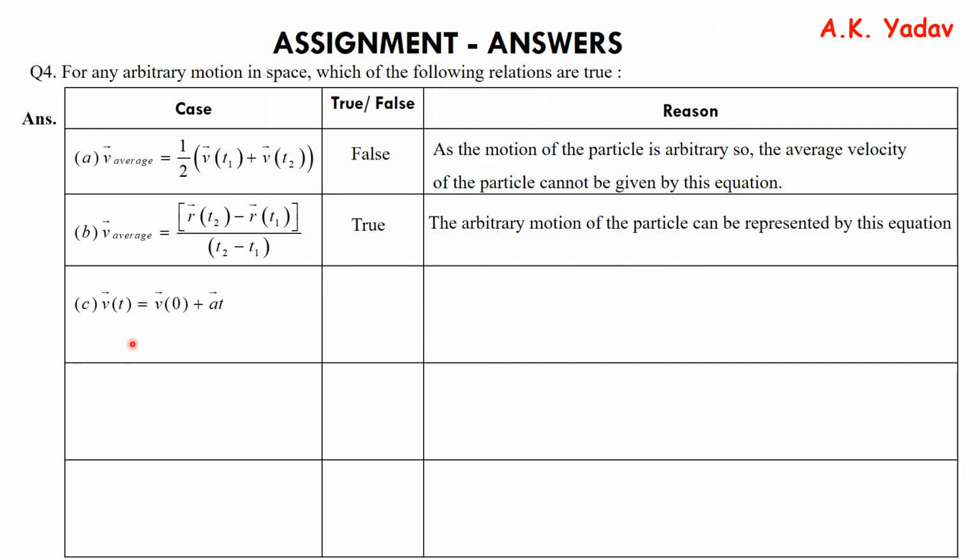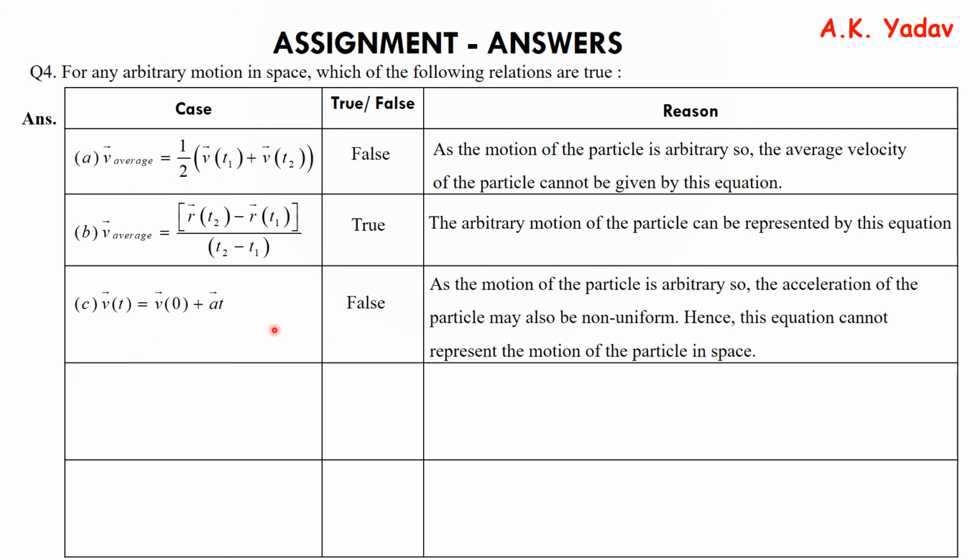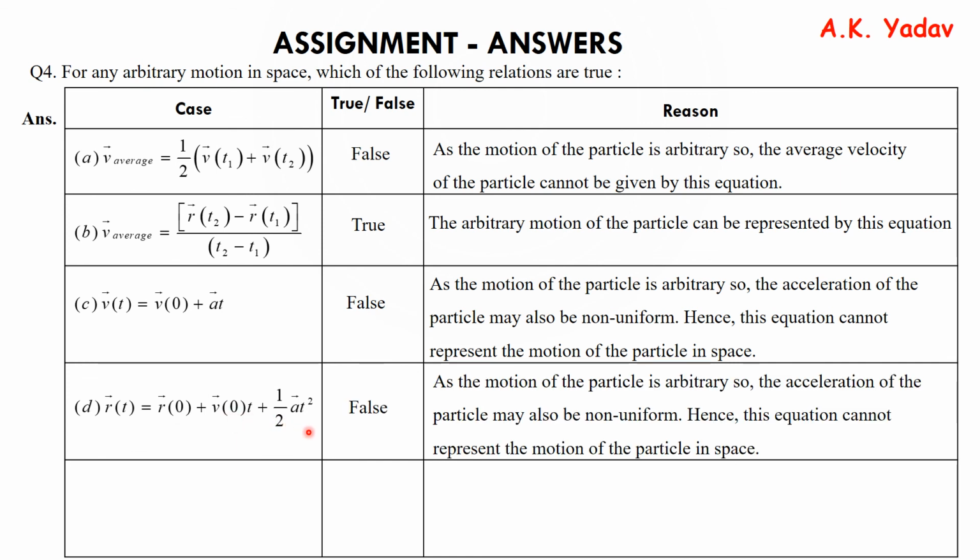Third one, V(t) is equal to V0 plus at. This is again false, as the motion of the particle is arbitrary, so the acceleration of the particle may also be non-uniform. Hence, this equation cannot represent the motion of the particle in space. D part, R(t) is equal to R0 plus V0 t plus half a t square. It is again false. As I said, as the motion of the particle is arbitrary, so acceleration is non-uniform. So this equation cannot represent the motion of the particle in space.